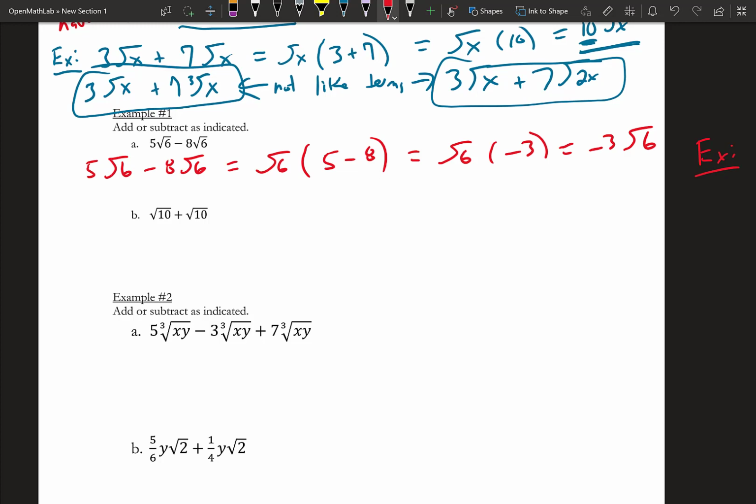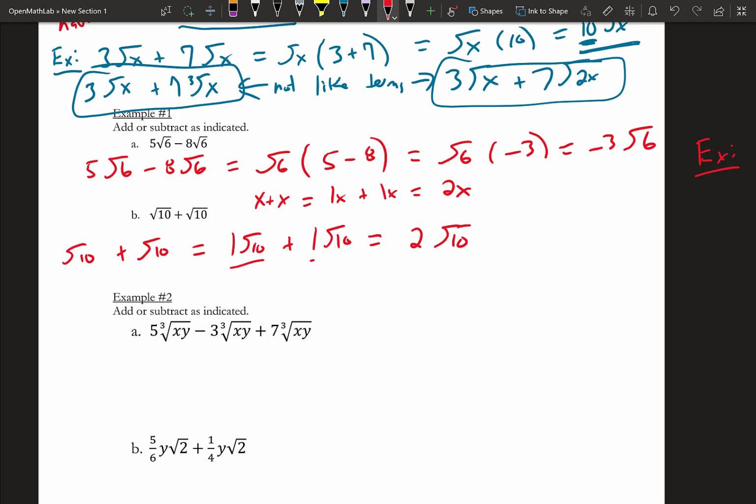The next one here, we have radical 10 plus radical 10, right? It's important to note this is 1 times radical 10 plus 1 times radical 10. It's just like if I had x plus x, that's the same thing as 1x plus 1x, which is 2x. Same idea. So this would just become 2 radical 10. I have 1 plus another 1, so I have 2 of them total, 2 radical 10.